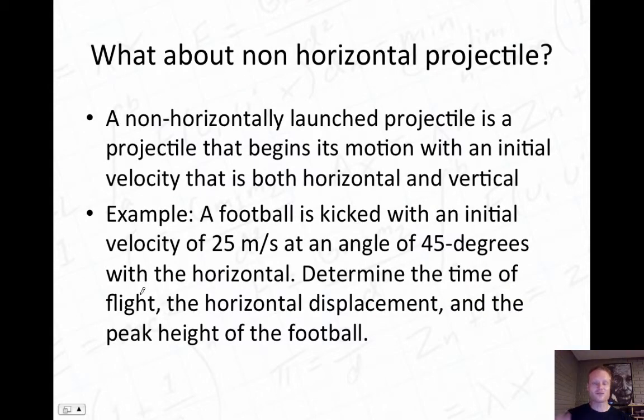A non-horizontal projectile is a projectile that begins its motion with an initial velocity that is both horizontal and vertical. My example is: a football is kicked with an initial velocity of 25 meters per second and an angle of 45 degrees with the horizontal. Determine the time of flight, the horizontal displacement, and the peak height of the football.